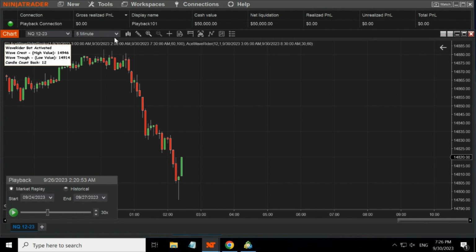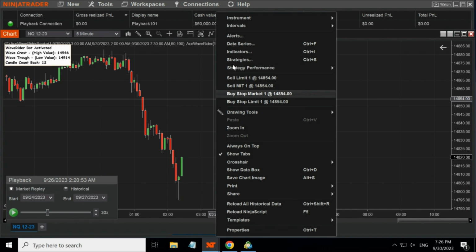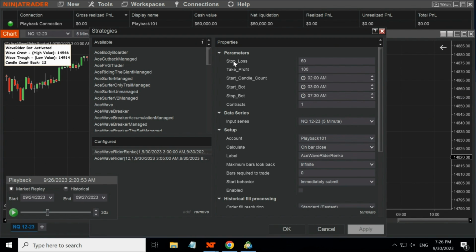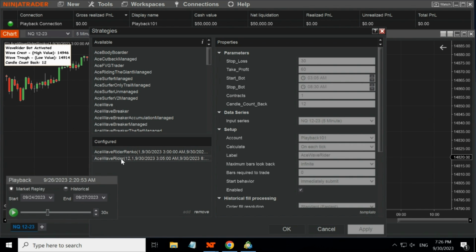I am on a 5-minute NQ chart here. I'm going to turn on my bot, go to strategies. So I have my Renko bot up here, which I was running. Now I'm running my original one, so the Ace WaveRider. So this one works on timed candle charts. The Renko one works on the Renko and range charts and so forth.